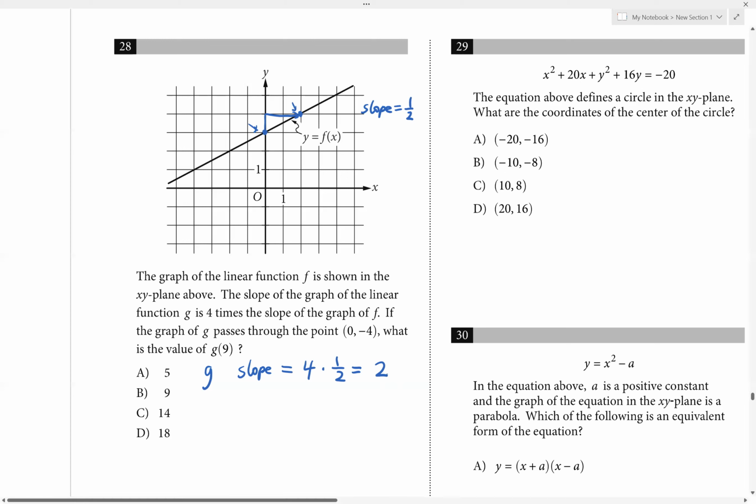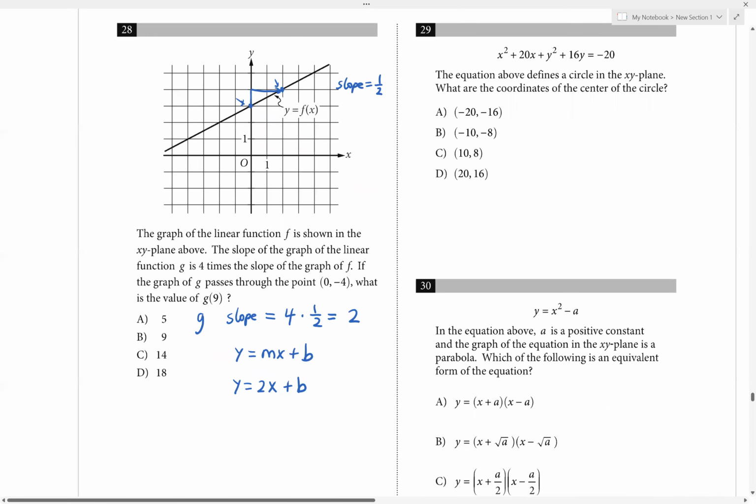Then you write out the equation y = mx + b, following the linear equation form. The slope is 2, so we can plug it in here. It'll be y = 2x + b, where b is the y-intercept.